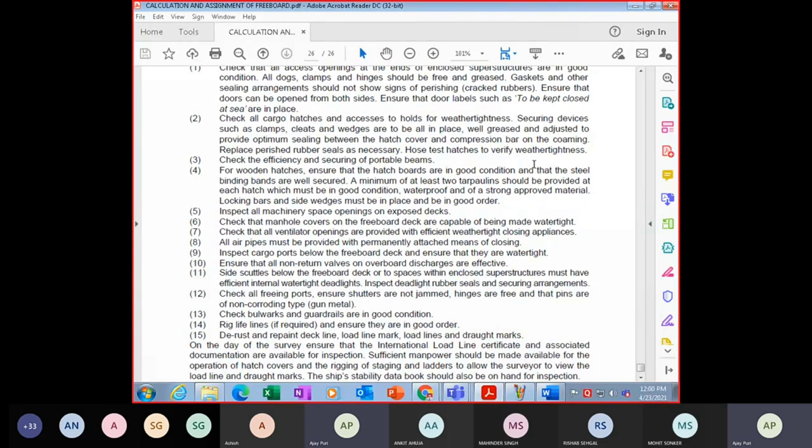Now for your load line, one thing to consider is whatever is above your weather deck is weathertight. Whatever is below your weather deck or uppermost continuous deck is watertight. So your hatches will be tested for weathertightness, not watertightness. So your securing devices, which we have talked of, quick acting cleats, the wedges and clamps, should be in place, should be well greased, and adjusted to provide optimum seating, sealing between your hatch cover and compression bar.